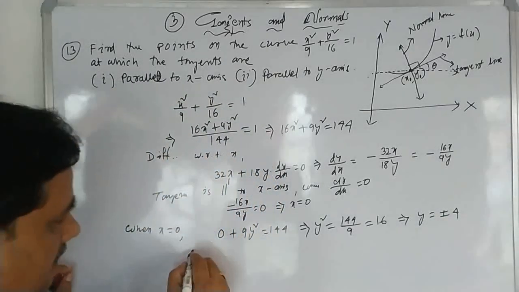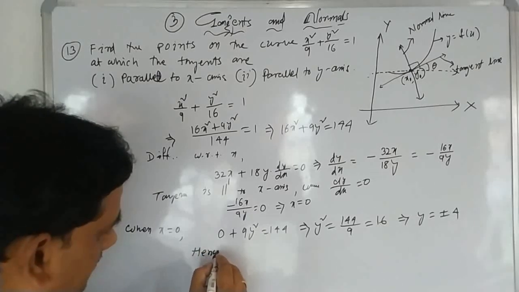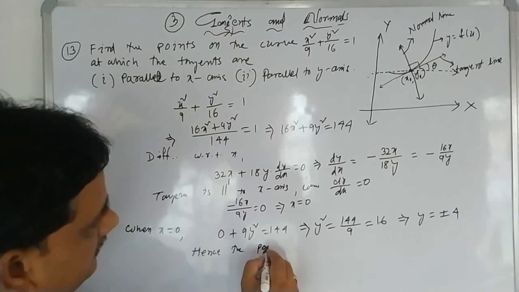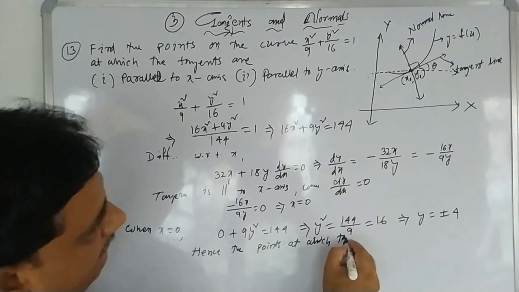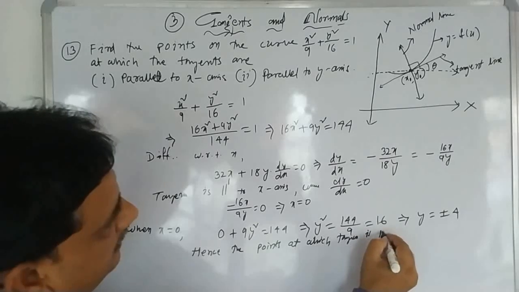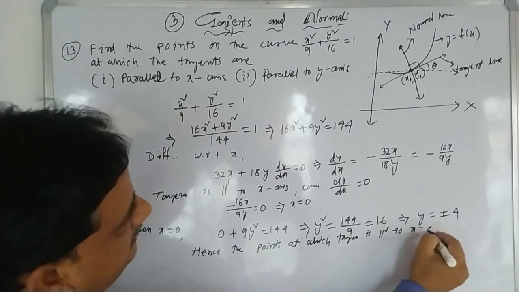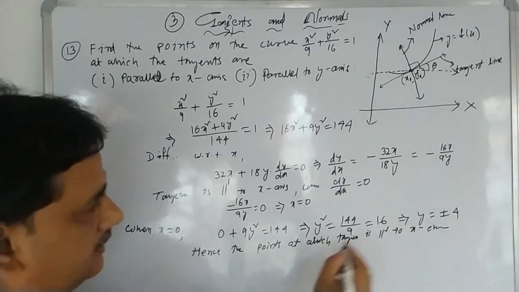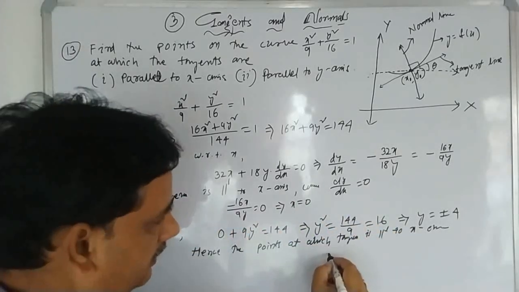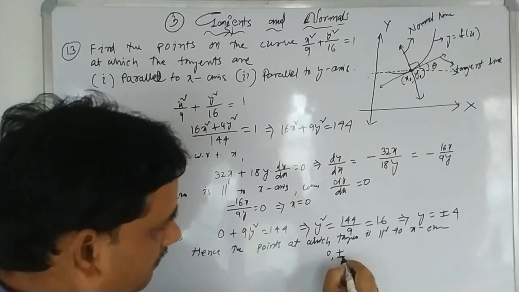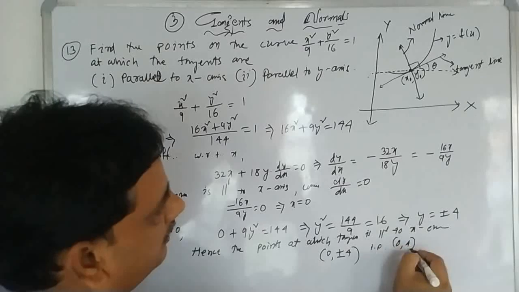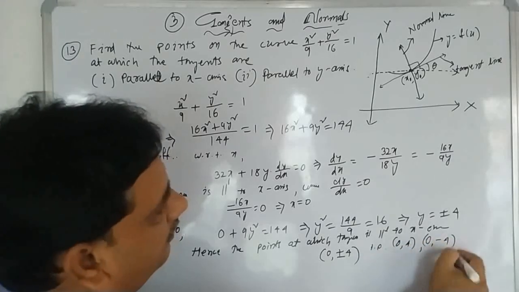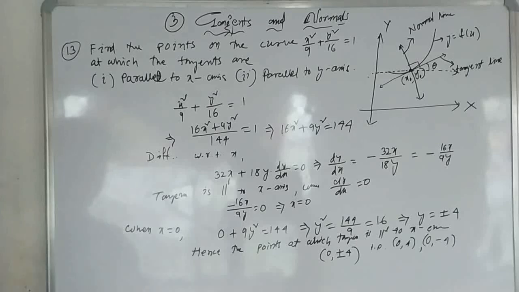Hence the point at which the tangent is parallel to x-axis is x is 0, y is plus or minus 4. That is 0, 4 and 0, minus 4. Okay, this is one. Then second one, parallel to y-axis.